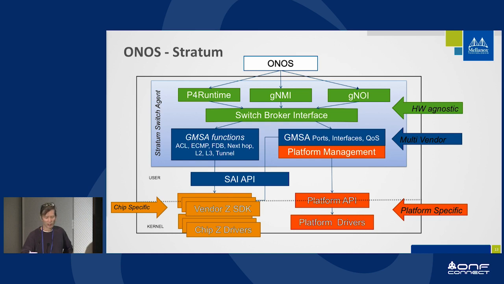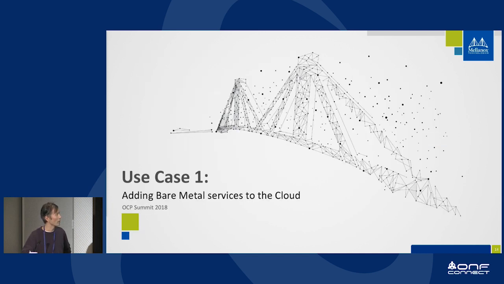So the next thing I want to talk about is some of the use cases. Beyond the proposal and the initial model, I want to move to some real working prototypes that use this GSMA architecture. The first one is called bare metal Tor. It's adding bare metal services to the cloud. This was presented by us at the OCP Summit 2018.